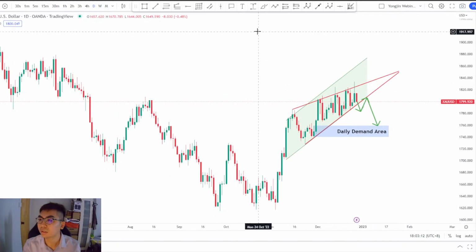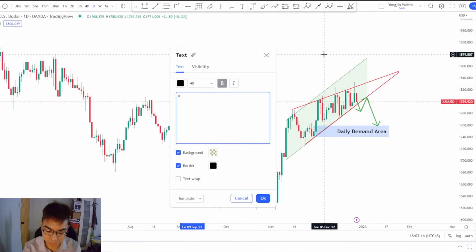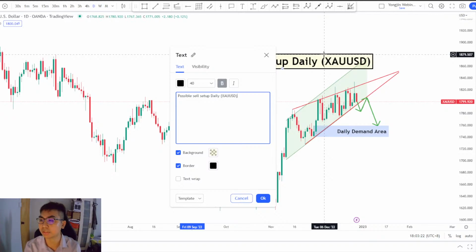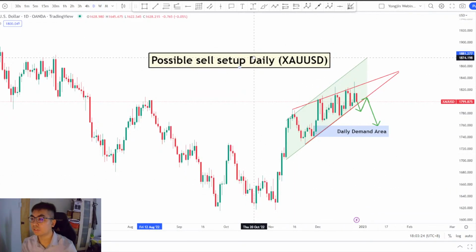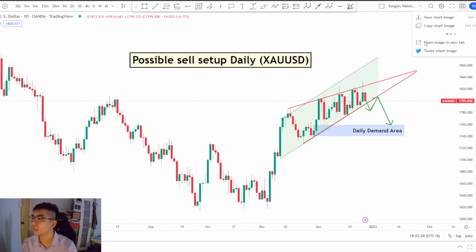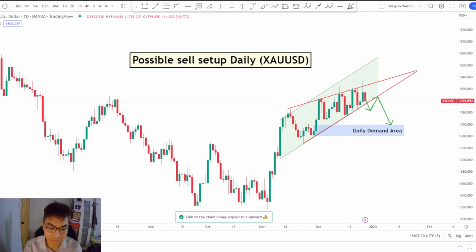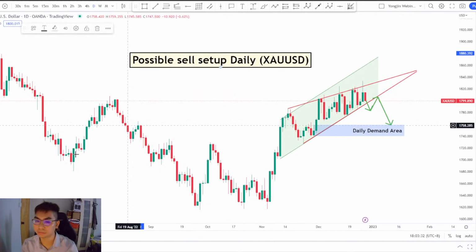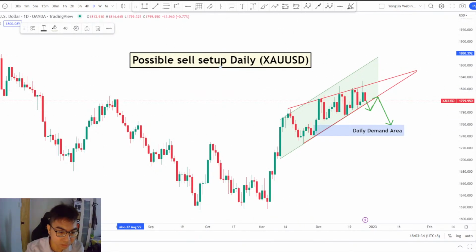I'll just write everything out. Possible sell setup. Okay, daily XAU USD. Same thing, I'll just send it over to the chat for you guys, using the chart image and send it right in. Thank you very much.